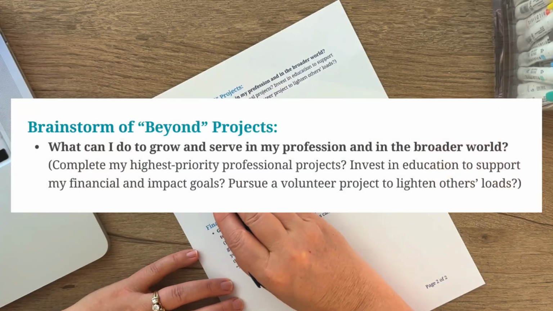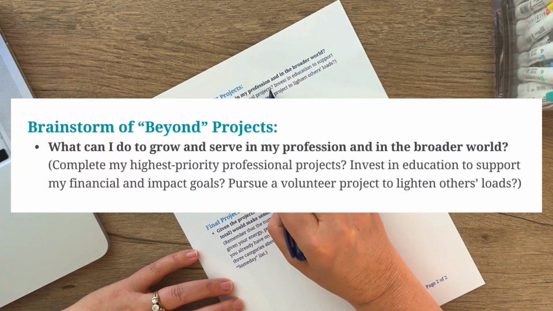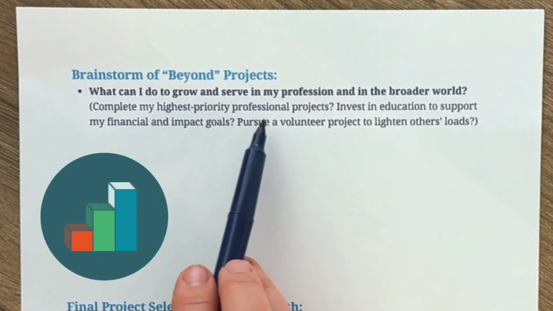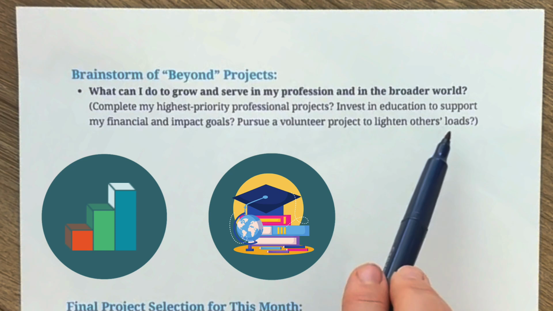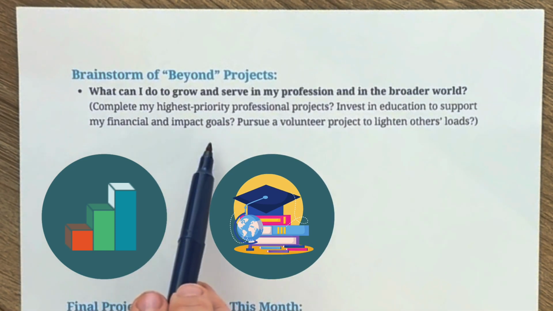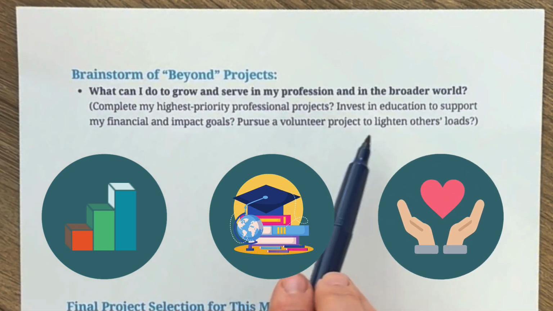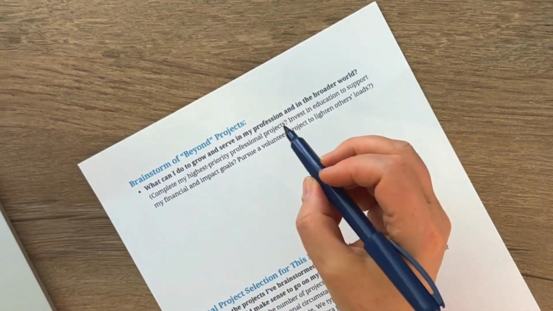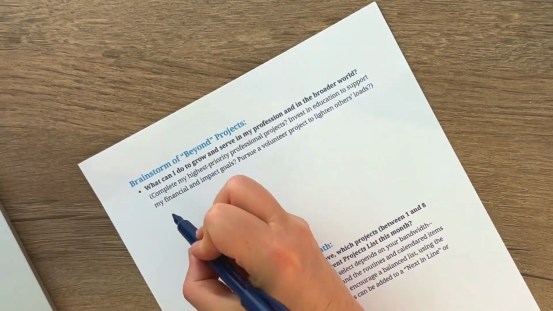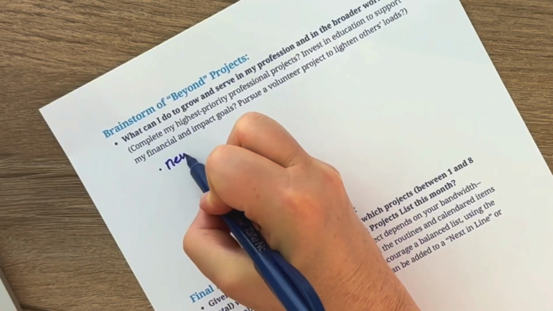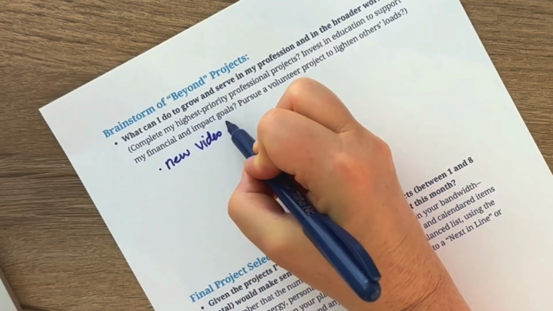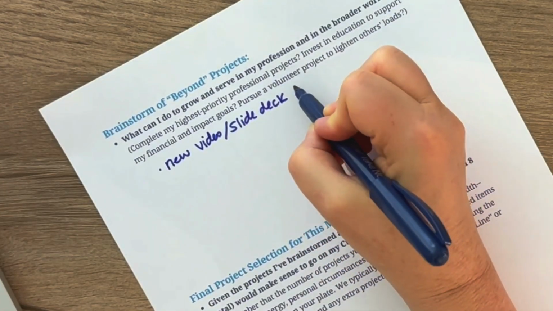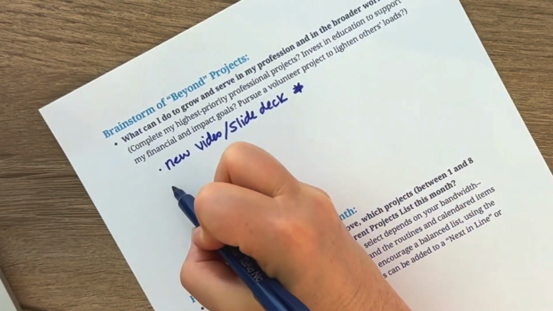So I'm asking, what can I do to grow and serve in my profession and in the broader world? Is it completing my highest priority professional projects, investing in education to support my financial and impact goals, pursue a volunteer project to lighten others' loads? So I kind of already have these organized for next month, but as I'm thinking about my profession, there's a new video that I need to record, and I'm putting together a slide deck that goes with it. So that is like my highest priority. Okay, a little star there because I know that's super important.